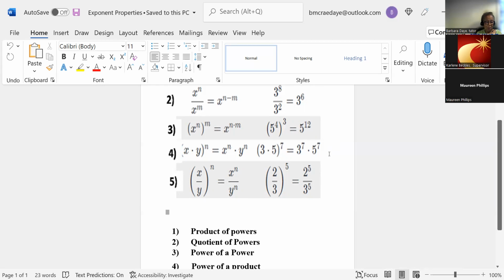Okay. So we call that what? The power of a product. There's the product, and there's the power. X times y is the product. That gives you the product. That's what you get when you multiply, right? And then the power is the n power. Whereas with the numbers over here, the power is the 7th. Any questions on number 4?